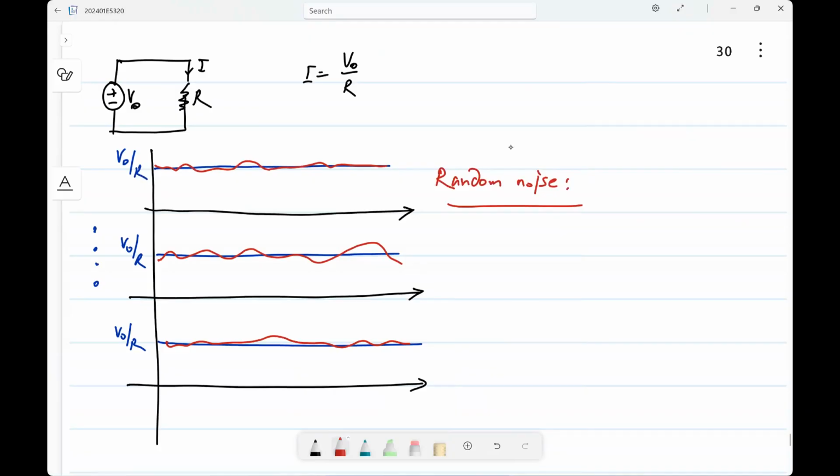So the current will not be the same at every instant of time, even if you apply a constant voltage with time. And even if you apply the same voltage to different resistors and measure the currents at exactly the same instant, the currents will be different from each other. We'll see how to analyze this and characterize the effects. Any questions?